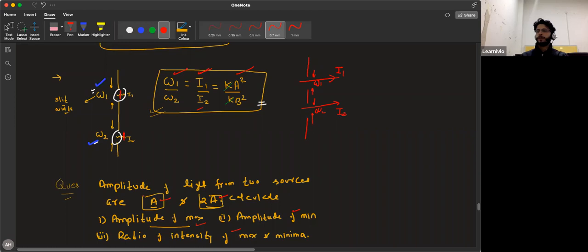Instead of A, you have A. Instead of B, you have 2A. Just get the maximum and minimum amplitude. Your answer will be in terms of A only. Do it fast and write your answers in chat room.